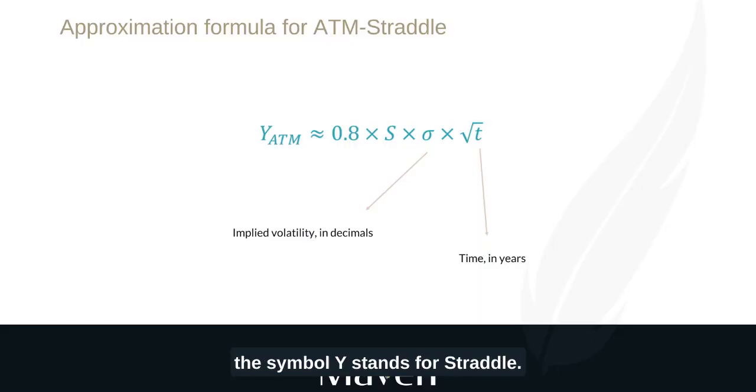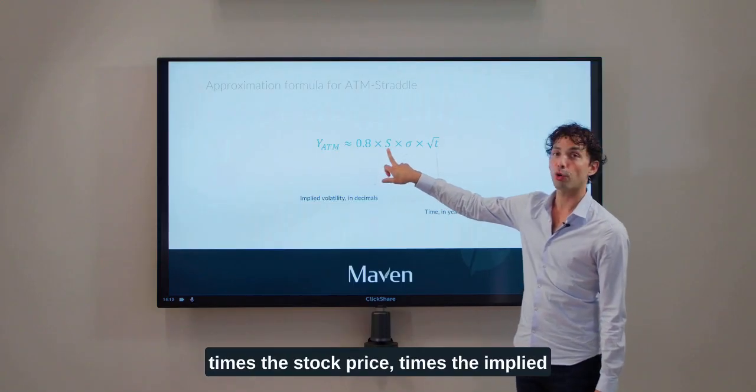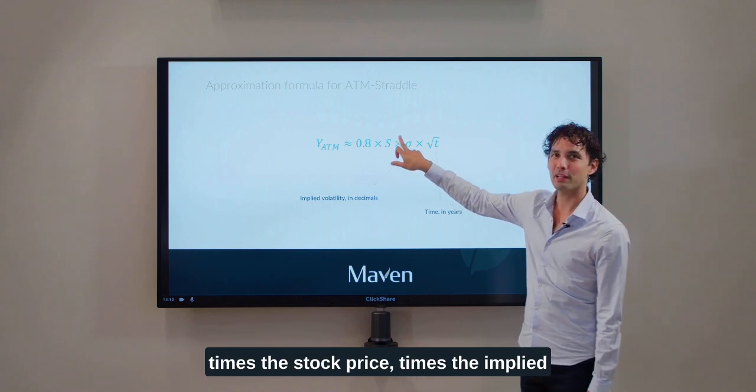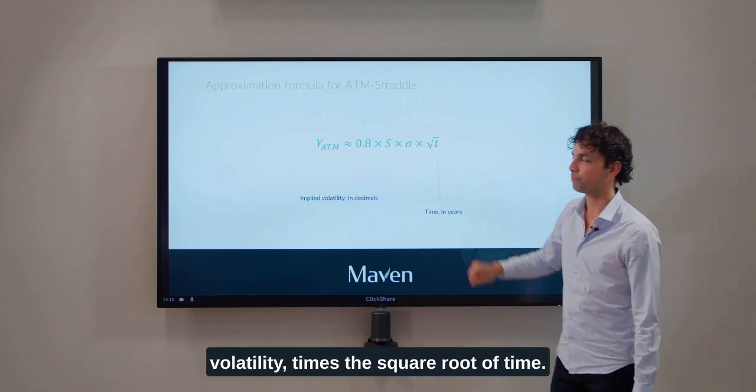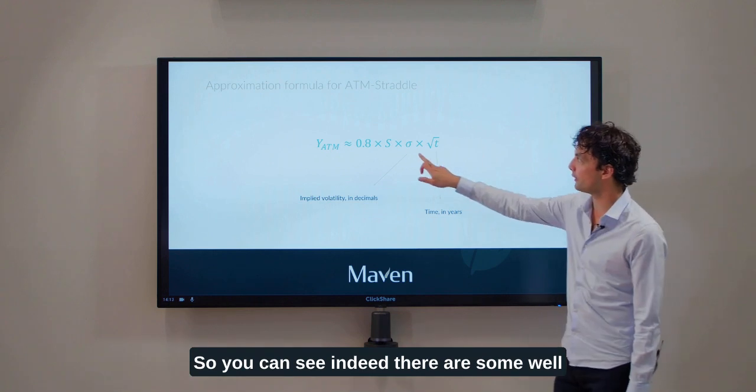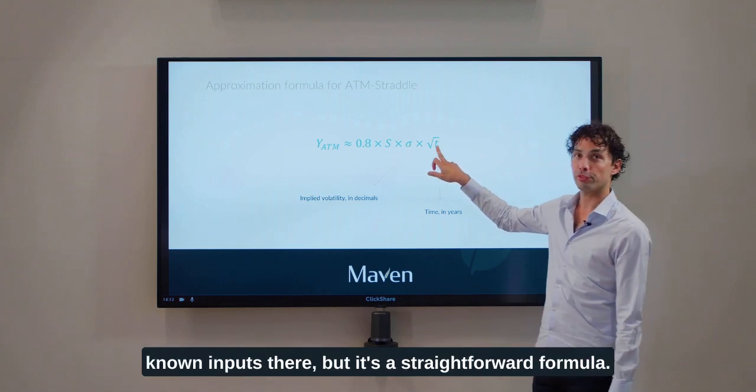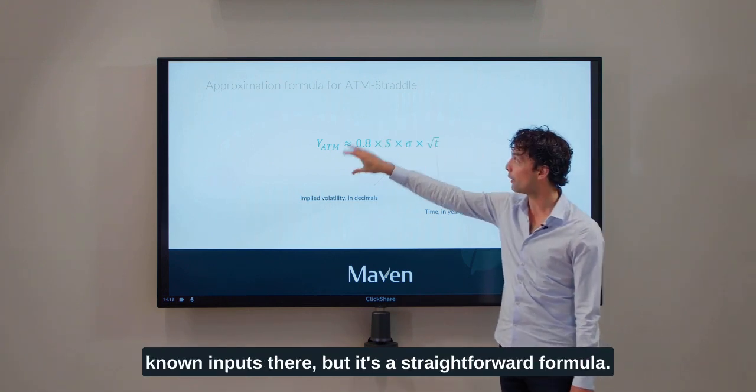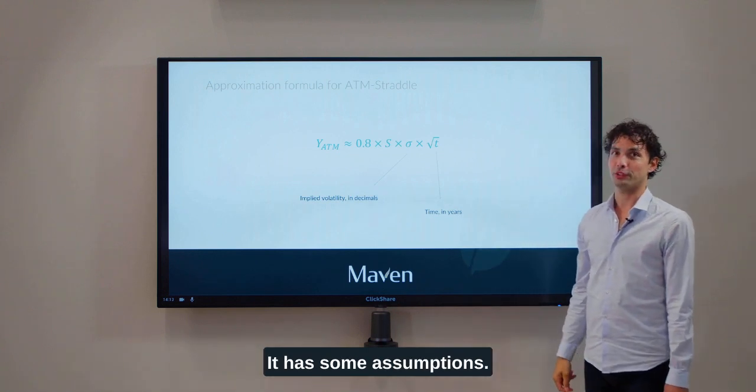Y, the symbol Y stands for straddle. So this is the formula, the approximation for the at-the-money straddle. And it says it's roughly 0.8 times the stock price times the implied volatility, times the square root of time. So you can see, indeed, there are some well-known inputs there, but it's a straightforward formula. It has some assumptions.